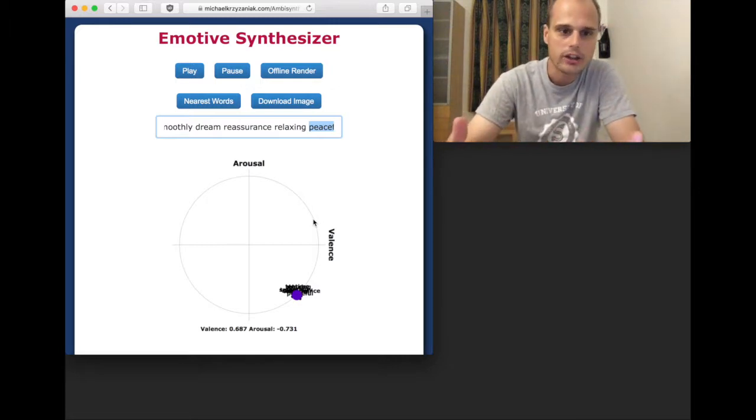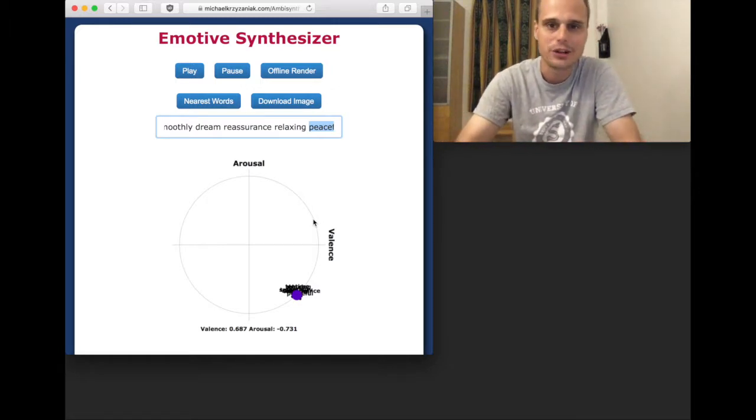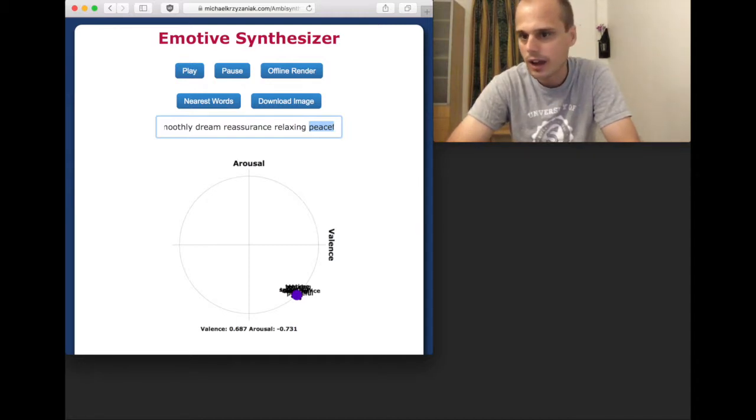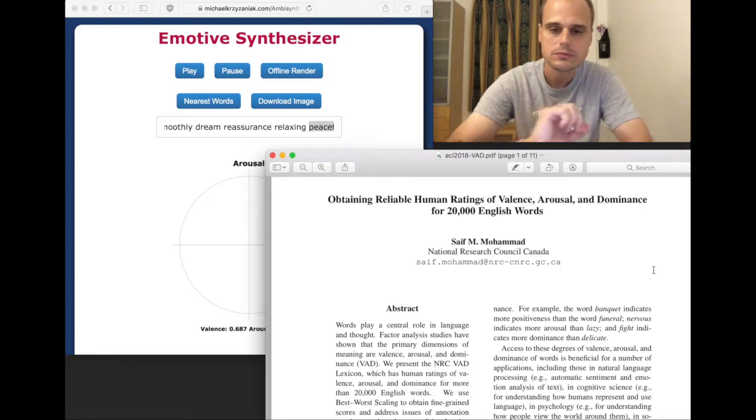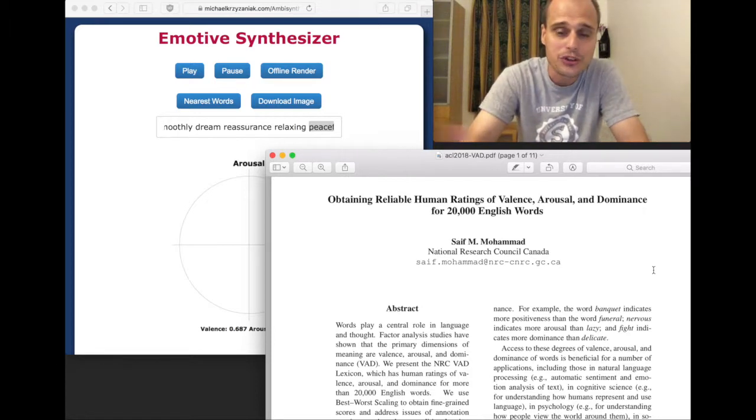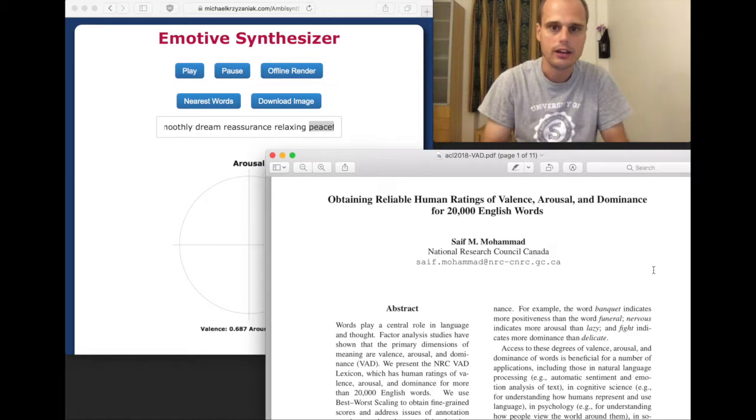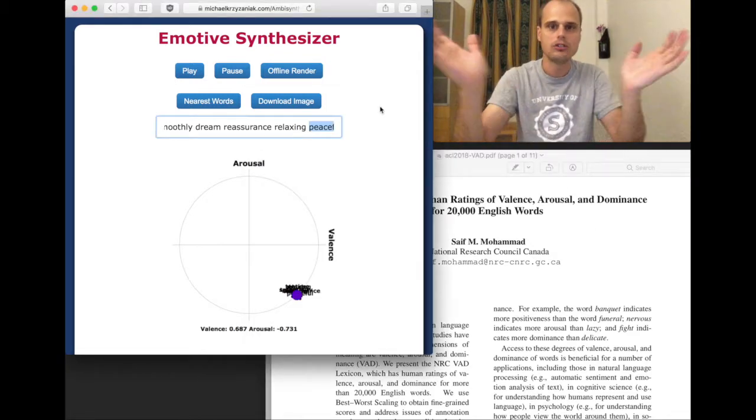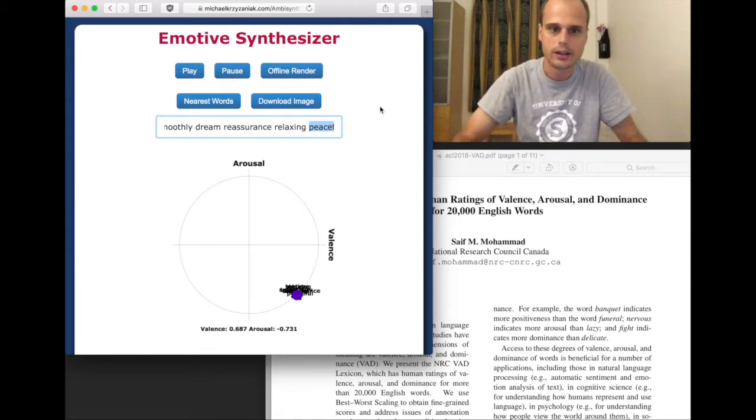And the reason that I know what valence and arousal apply to different words is because I have this paper. And basically what they've done here is just ask a large number of people to rate a large number of words in terms of their valence and arousal. And they've compiled all of those scores into this massive dictionary. And I have that dictionary. So in my web page over here, I can just look up words in the dictionary.